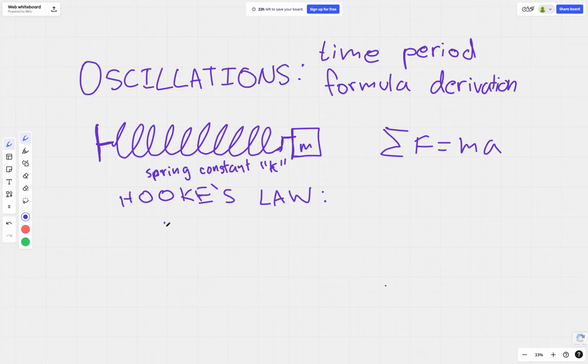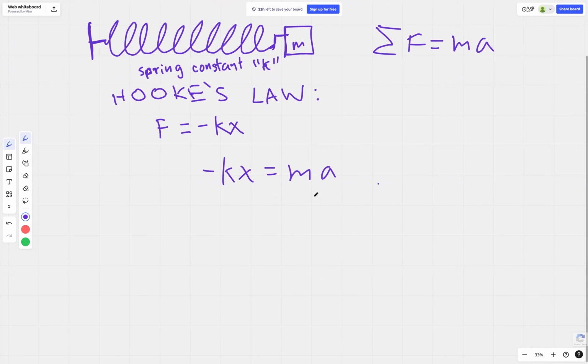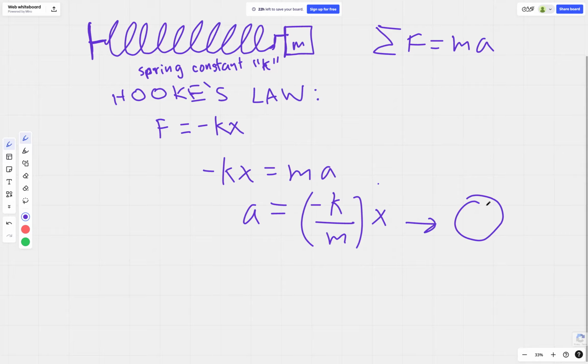Okay, so Hooke's law tells us that the spring force F is equal to minus kx. So in this case, since the spring force is the only force present, it is sigma F, so we can say negative kx is equal to ma. And when we're solving for the time period, for now we're trying to solve for everything in terms of a. So over here, I'm going to isolate a by dividing on both sides and say a is equal to minus k over m multiplied by x. So this is our equation for a. Let's define this as equation 1 so that it's easy to remember.